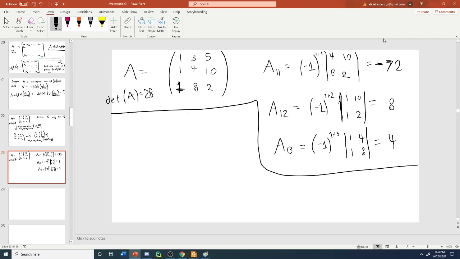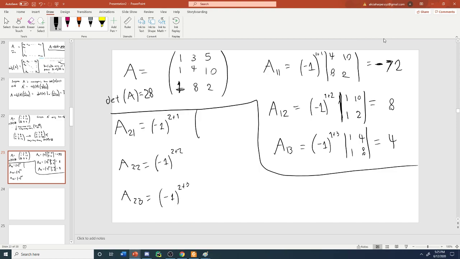So next thing I have to do is I have to compute A21, and then A22, A23. And then after that I'll still have to compute 3 more things. But here I'll have negative 1 to the 2 plus 1, negative 1 to the 2 plus 2, negative 1 to the 2 plus 3. And A21 is computed by getting rid of the second row and the first column. So I'll have 3, 5, 8, 2.